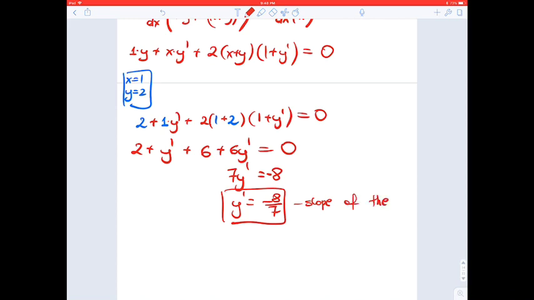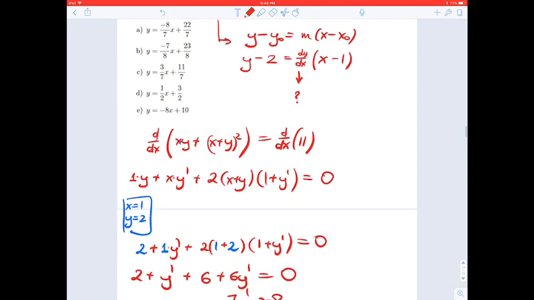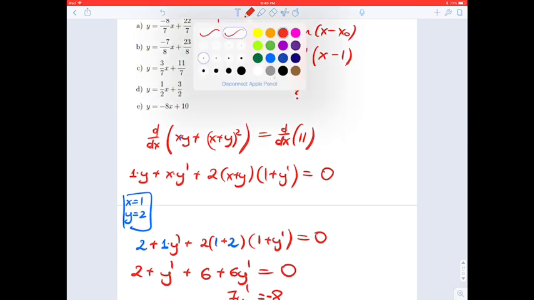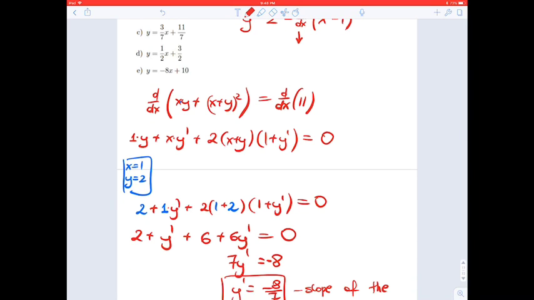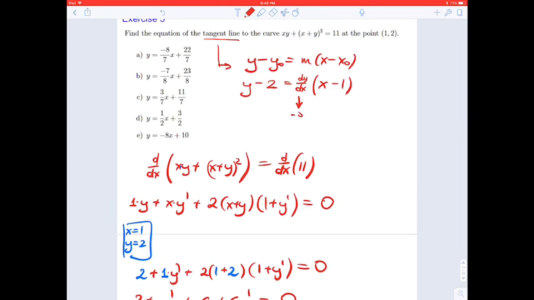Slope of the tangent line at the point (1, 2). This means now I have to come back, and I know that my slope is negative 8 over 7.